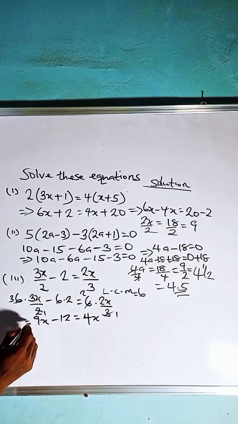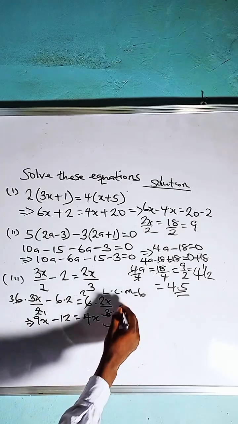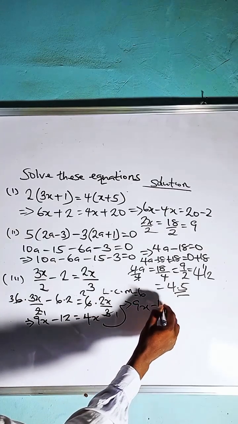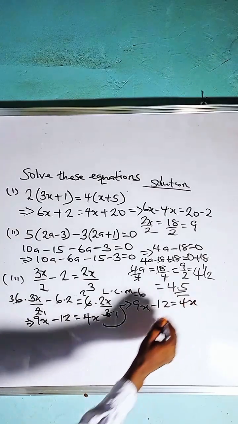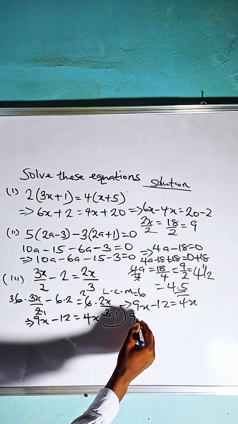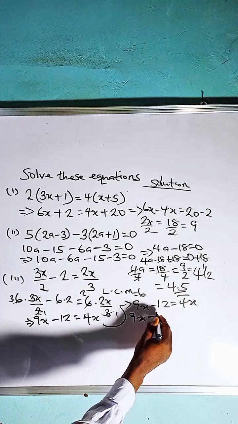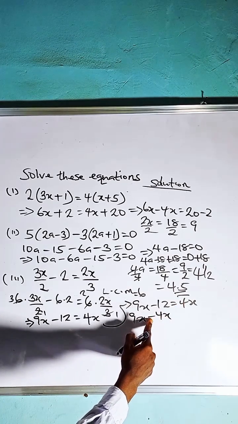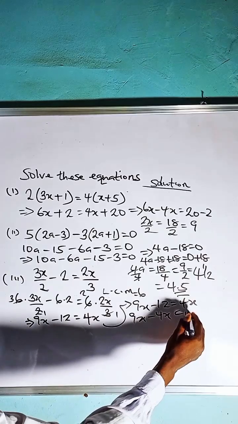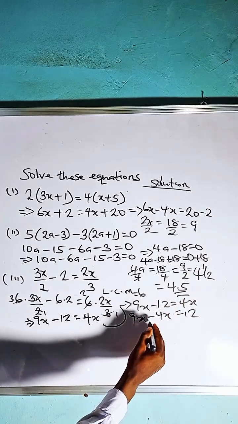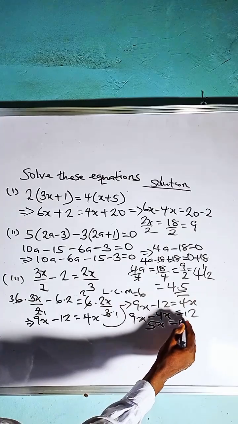Okay, so we can collect the like terms at this point. We have 9x minus 12 equals 4x. So let us put this together. We have 9x minus 4x. The 12 is addition on this side, so it turns to subtraction when we move it. So we have 12 at this part of the equation. When we subtract this, we have 5x equals 12.